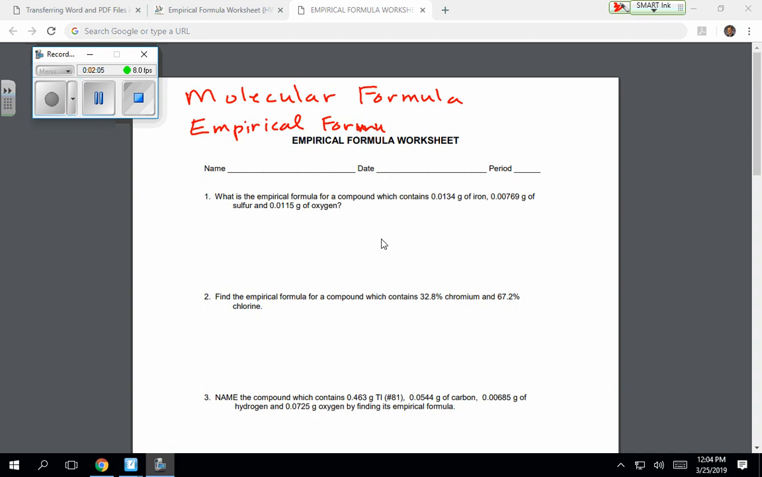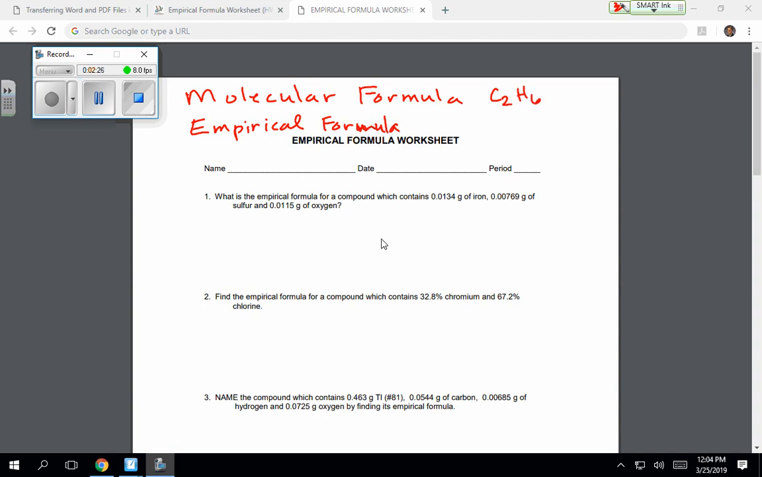Okay, formula. All right, so the difference between these two, I'm just going to keep this really simple, and then we're just going to get right into how to do these problems. Just so that you're aware, the molecular formula might be something like, for a certain molecule, its name is ethane. It would be C2H6.